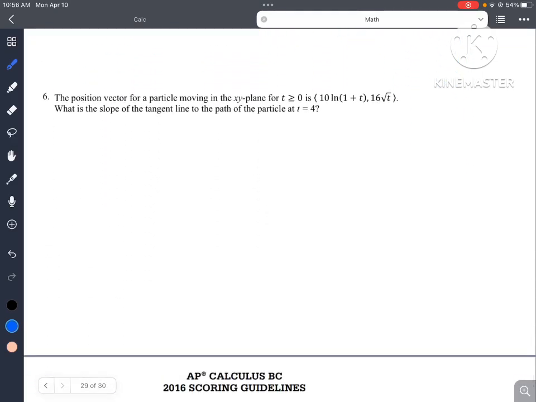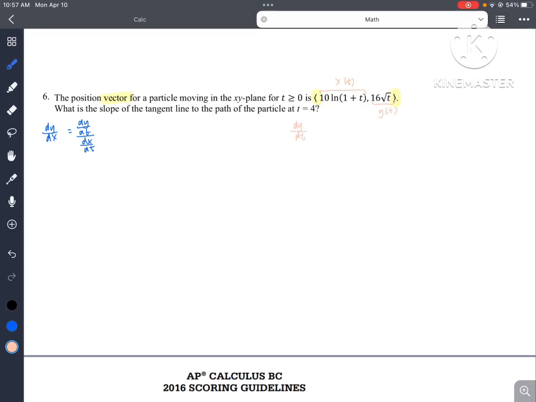Okay, now let's move on to the next question. The position vector, now this is a vector function. We see it's a position vector, and we can see these type of brackets. So this is a particle moving in the xy plane, and what's the slope of the tangent line? So we recall chain rule: the slope of the tangent line is dy/dx, which is equal to dy/dt over dx/dt, because this one is just x of t, and this one is just y of t.